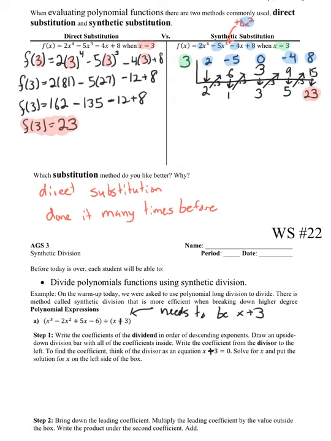So we're going to write the coefficients of the dividend in order of descending exponents. It's already written that way for us. And we're going to draw the upside down division bar with the coefficients inside. So we're going to do 1 for the x cubed, -2 for the x squared, 5 for the x value, -6 for the single value. Okay?